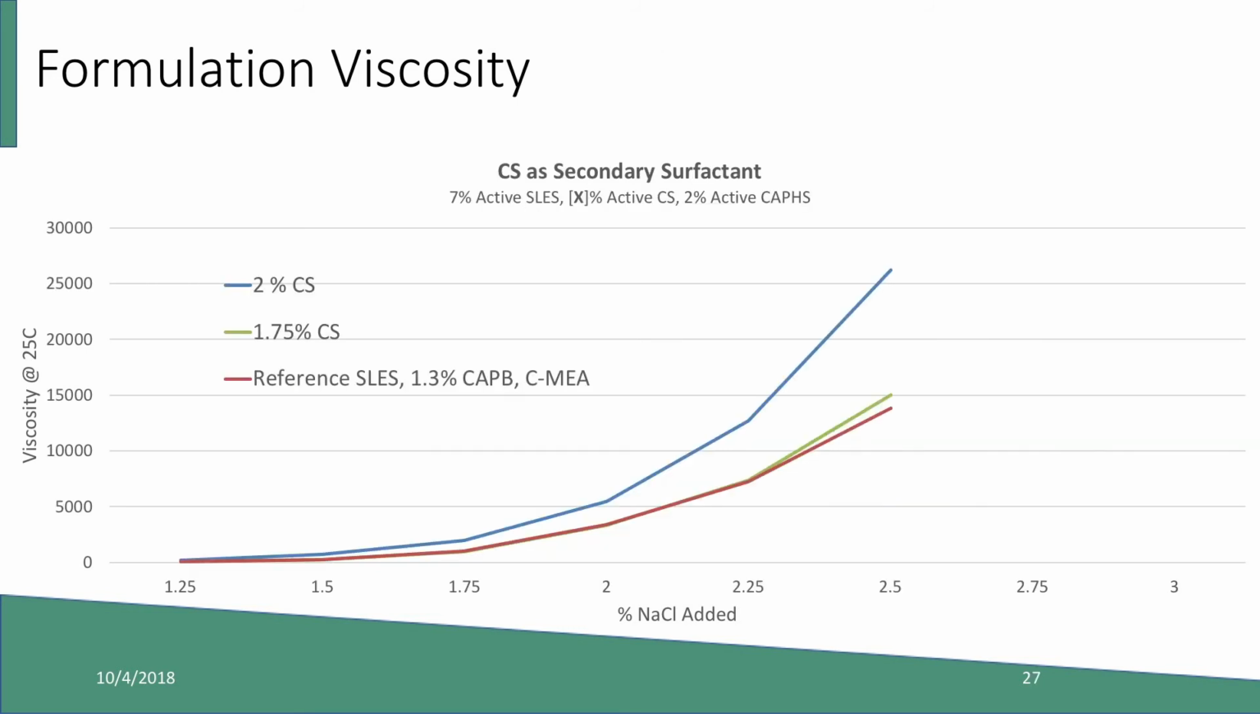And then this is just looking at, again, trying to see as a secondary surfactant how it would act. If you have a formulation in this case with 7% active sulfate, and then whatever percentage of the secondary surfactant we're looking at, in this case CS, and then 2% active cocoamphohydroxypropylsulfonate, you can see if we have both of those as a co-secondary surfactant, we're still far outstripping that reference viscosity curve. And then by lowering it a little bit, we can again match it pretty easily.